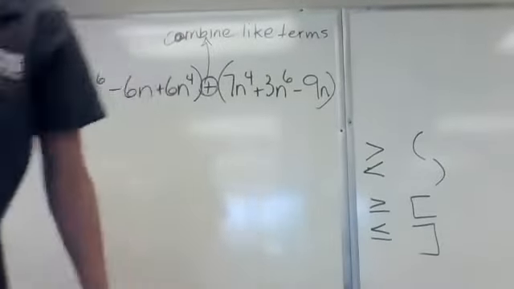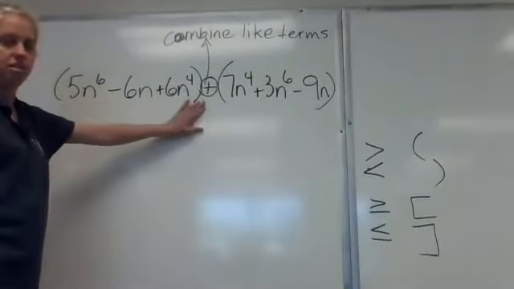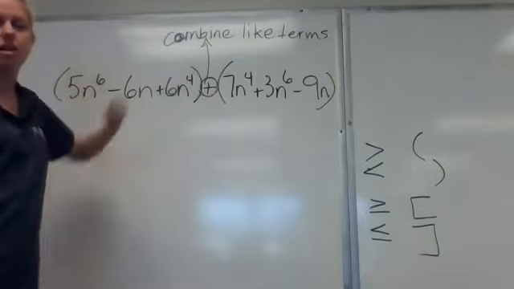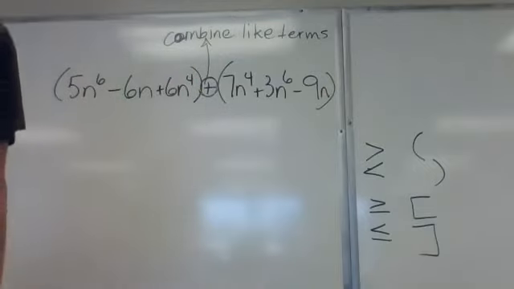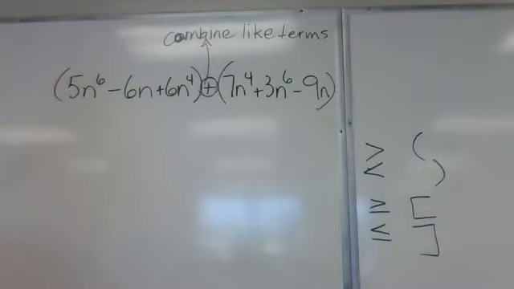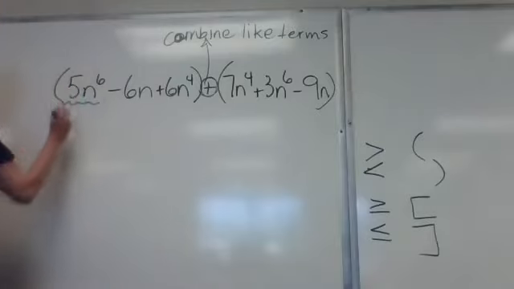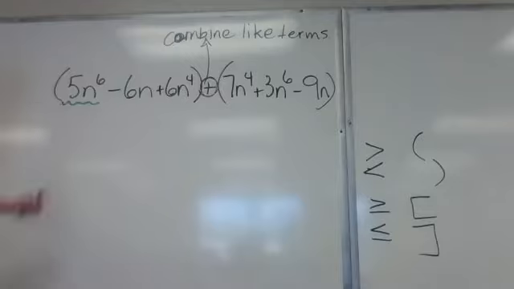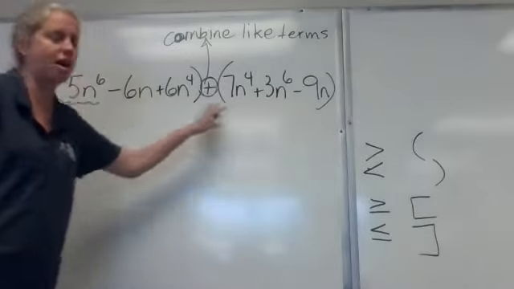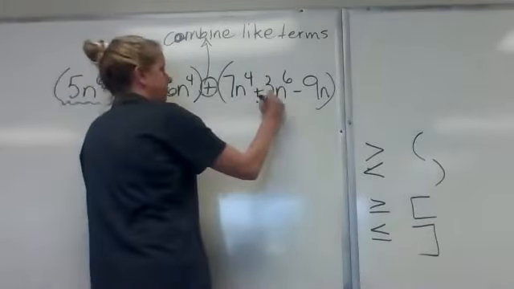So when you are adding, all that means to do is combine your like terms. And you want to start with the highest exponents. So let's see, my highest exponent is the 6, right? So I need to find if there's any other n to the 6s to go with this one. And I'll look all the way through everything. Here's another one.